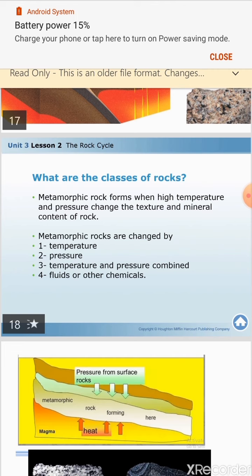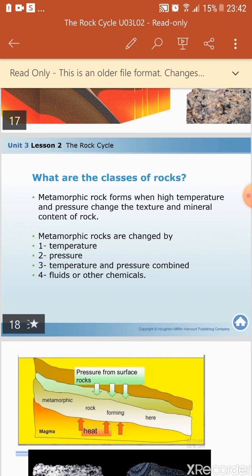fluids or other chemicals. Fluids or other chemicals here refer to chemical reactions, changes in the composition of the rock itself. As we said, rocks are made of minerals. Minerals are made from elements or compounds, if you remember. So these are compounds or elements that can be involved in chemical reactions.